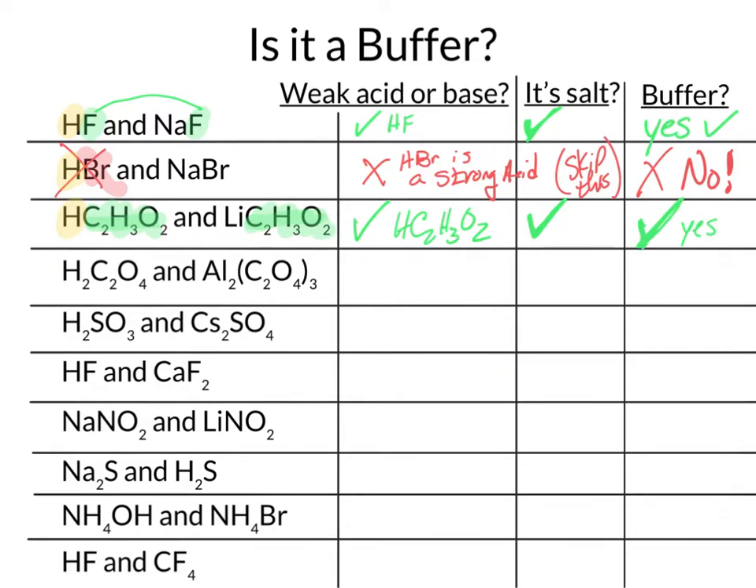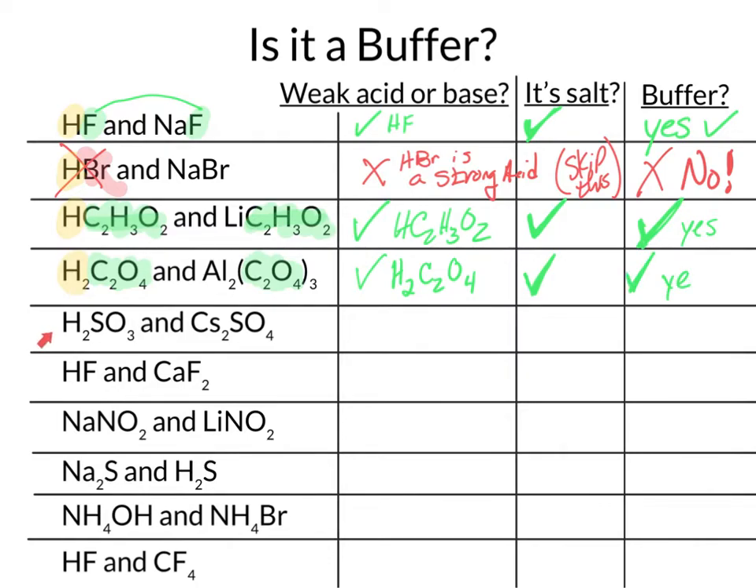How about the next one? We have hydrogen oxalate and aluminum oxalate. And so we see that we have H2. Is that still a weak acid? Yes, it is. The number with the 2 doesn't make any difference at all. It starts with an H, we know it's an acid. It's not one of the 6 strong, so this is a weak acid. And then it's going to go with the aluminum, which is a metal, so we know that that is its salt, and so we do have a buffer.